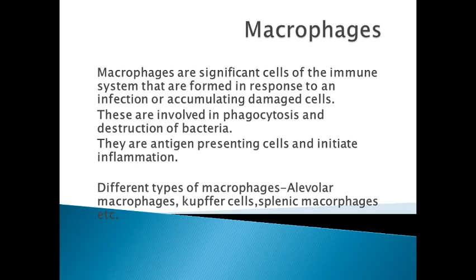So these are antigen presenting cells and they initiate inflammation. Antigen presenting cell means what? They carry the antigen. When the antigen comes in contact with the vertebrate body, the antigen is presented by the macrophages. So macrophages are called antigen presenting cells, and they also initiate inflammation. So they enhance the process of inflammation. Whenever the capillaries are swollen, there is inflammation. So macrophages also initiate the inflammation process.